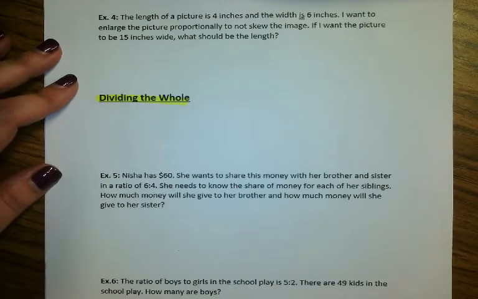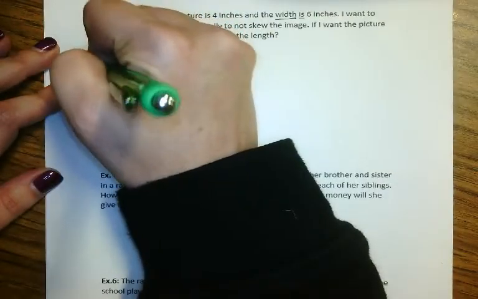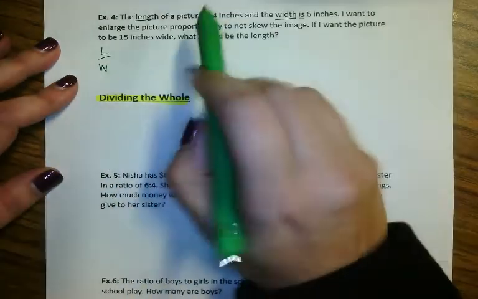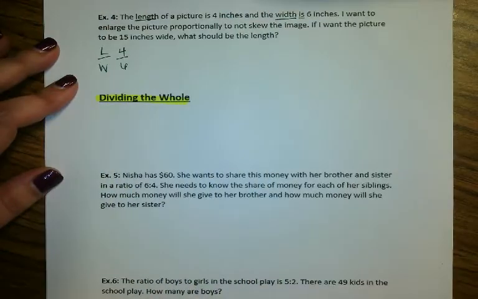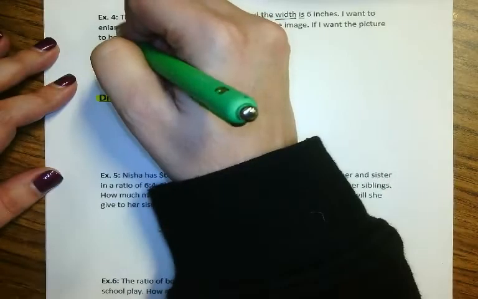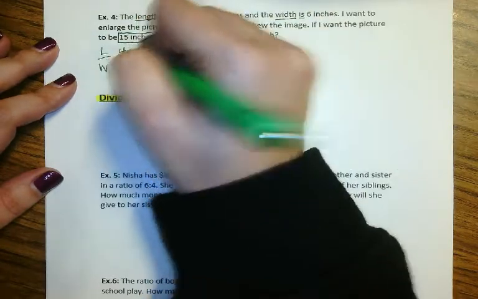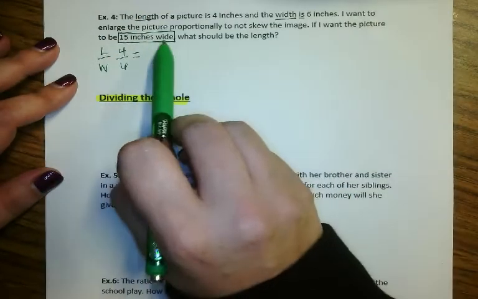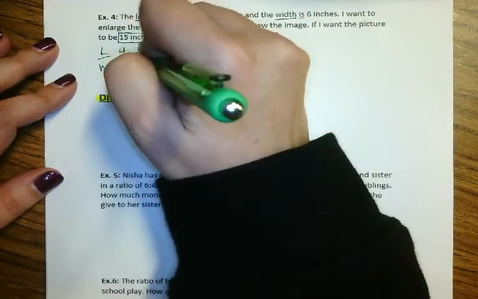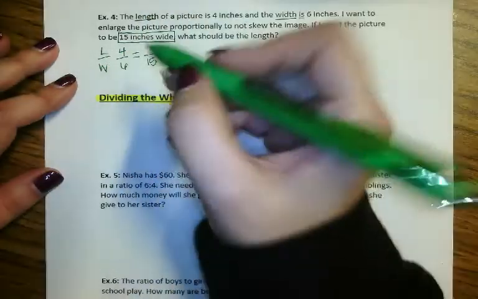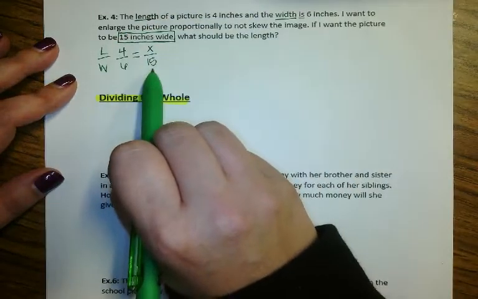So we need to begin with our labels, and we are talking about length and width. So the original picture was 4 inches in length to 6 inches in width. And then the last piece of information that we know is that the new picture is going to be 15 inches wide. Since that represents a width, we're going to put it down here with our width information. So the information that's missing is the length when the picture is 15 inches wide.